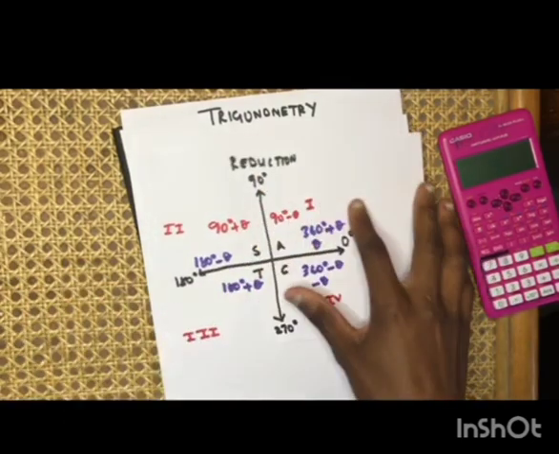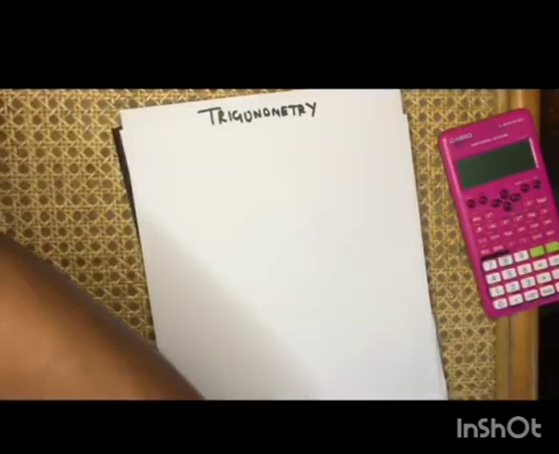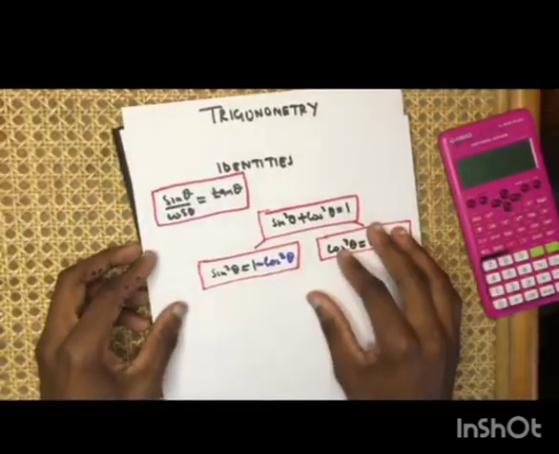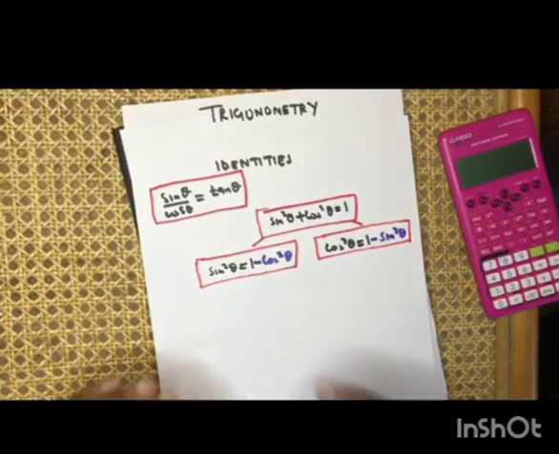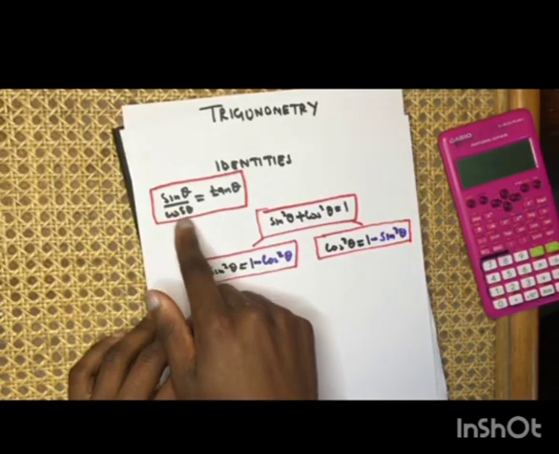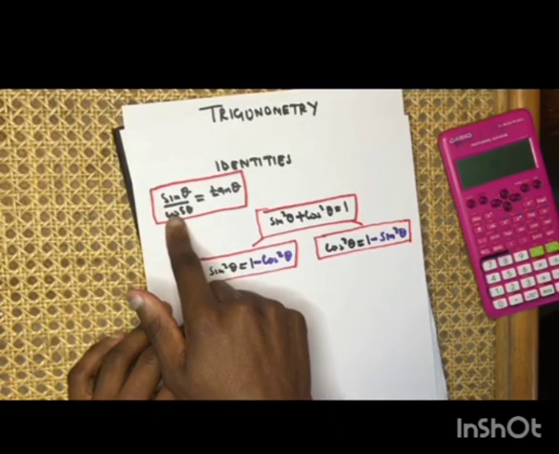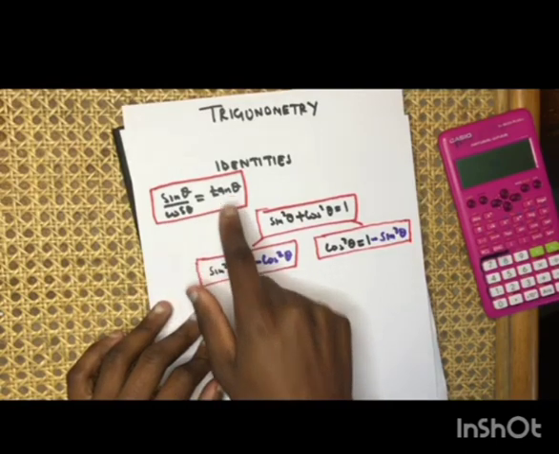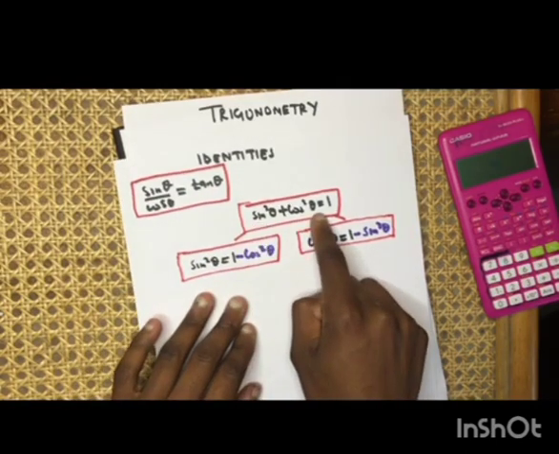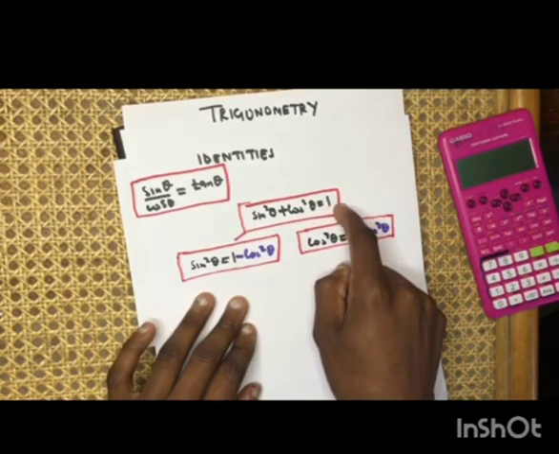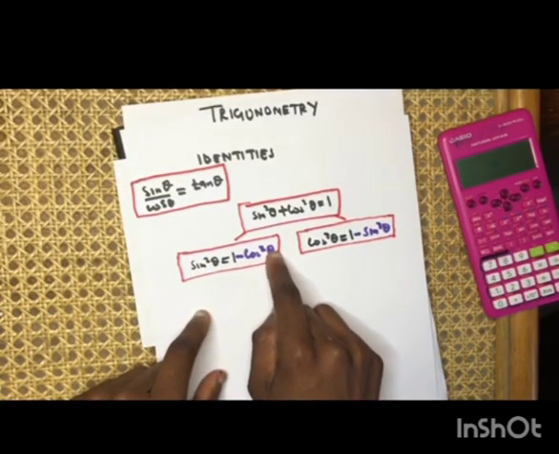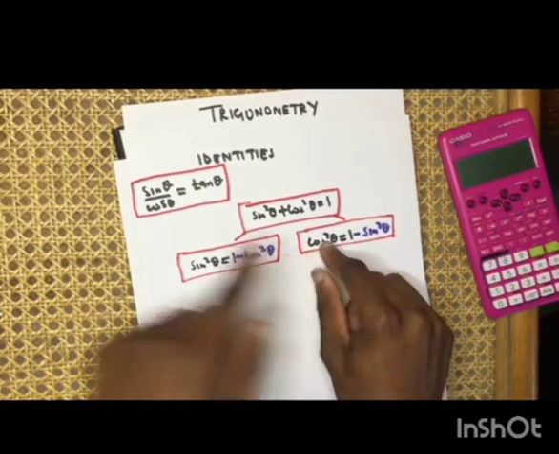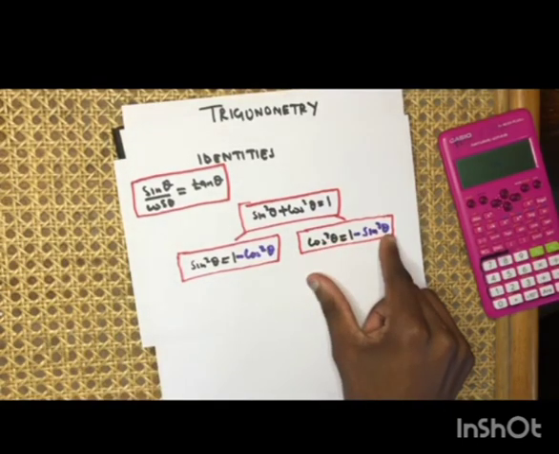You need to remember your CAST diagram, guys, and you have to remember also your identities. You are going to need your identities whenever we're working with simplification, or whenever we're proving identities. So remember your quotient identity, sine over cos, which is equal to tan. And remember your square identity, which is sine squared plus cos squared equals 1. We can also derive that sine squared theta is equal to 1 minus cos squared theta. Also, cos squared theta equals 1 minus sine squared theta.